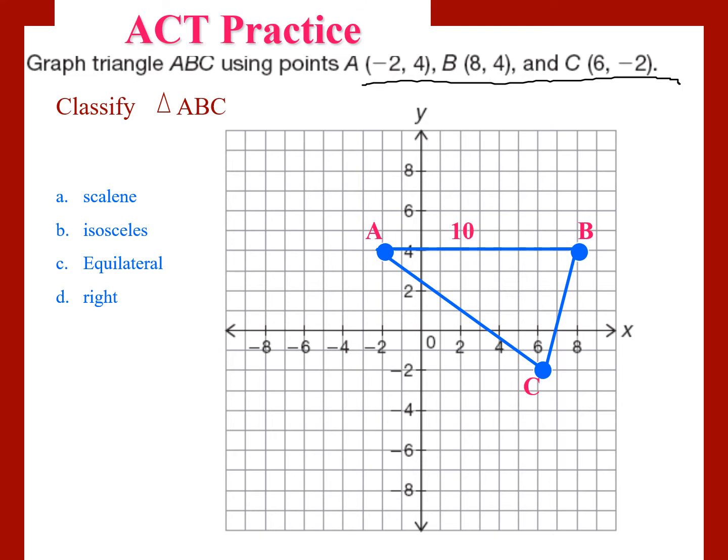So across the top, that's 10. Now how do you count the other? Remember, rise and run. Go straight down from A, straight across to C. 1, 2, 3, 4, 5, 6. And 1, 2, 3, 4, 5, 6, 7, 8.